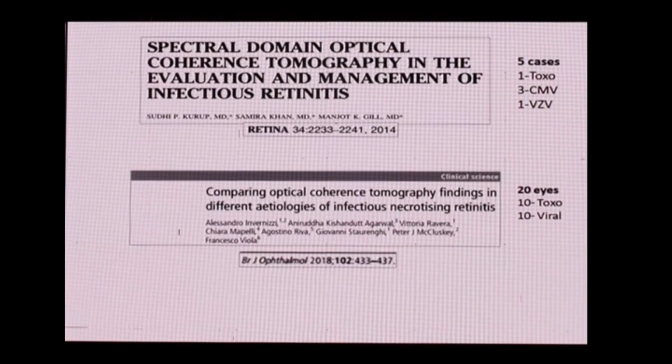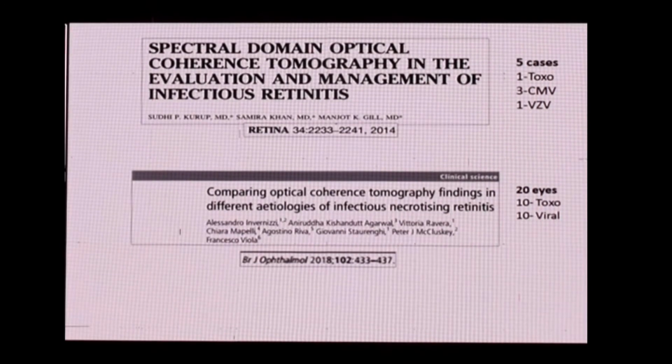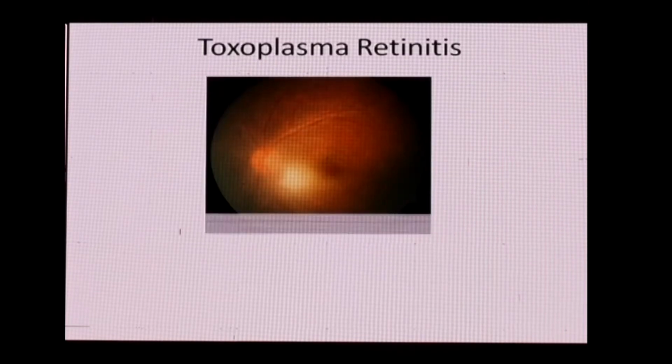These looked at whether you could use the OCT findings to tell the etiology of the retinitis. But unfortunately these are very limited cases. The first series had only 5 cases: 1 of toxo, 3 of CMV, and 1 of VZV. The other had 20 eyes, with OCT done on 10 of toxo and 10 of viral. So this is a very small number, and we will need to take it with a pinch of salt.